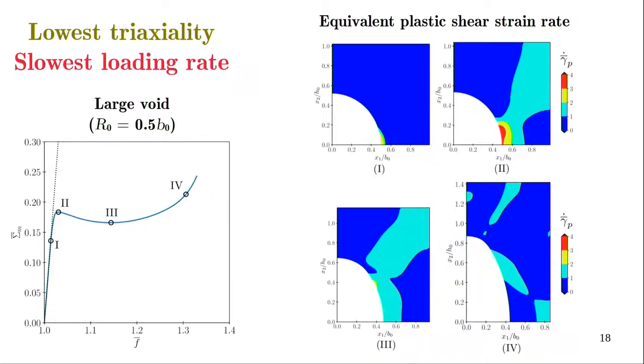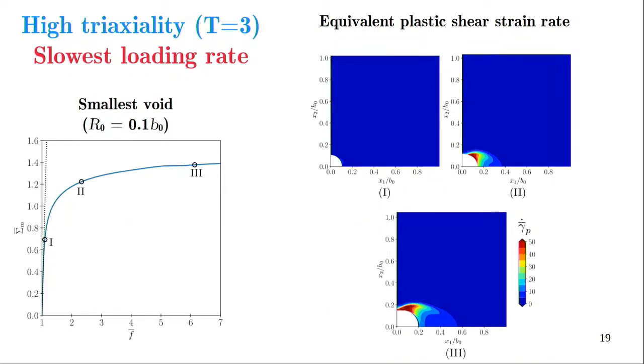Now we look at the same case, lowest reactivity, lowest loading rate, but a larger void. What happens? It is almost the same situation, but because the ligament between the void and the boundary is small, again here a 45-degree band is observed, but now the plastic strain is more or less distributed throughout the cell. That is the only difference we see when we go for the larger void.